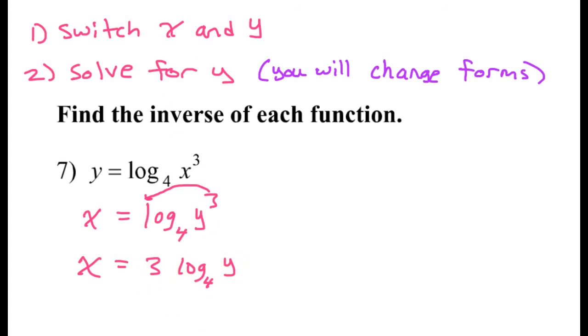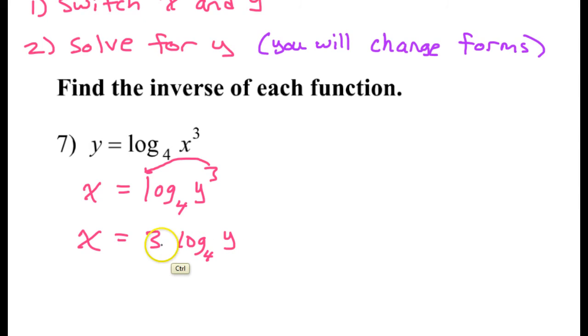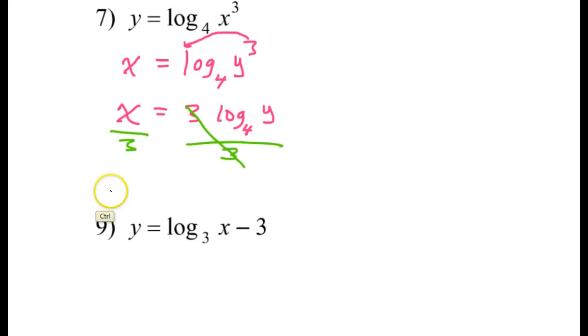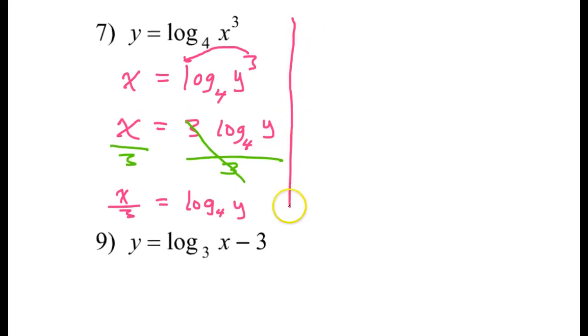Now we can use our algebra 1 skills and divide both sides by 3. That way these 3's will cancel each other out. So now we have x over 3 is equal to log base 4 of y. So once you get it down to a simple log, it's time to change the form to go any further. So if I change this to exponent form, focus on the base. The base is 4. So I'm going to start off with that 4.